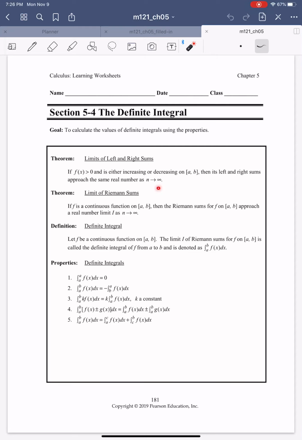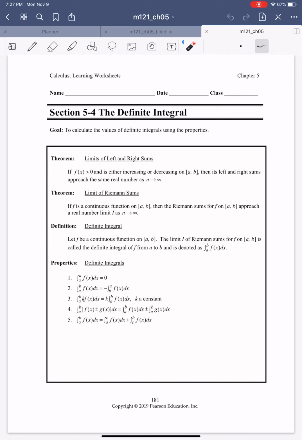That process of taking it to infinity is called the limit of the Riemann sum. If f is continuous on the interval a to b, then the Riemann sum on the interval a to b approaches a real number, the limit L, as n approaches infinity. You're going to get a certain number as n approaches infinity.